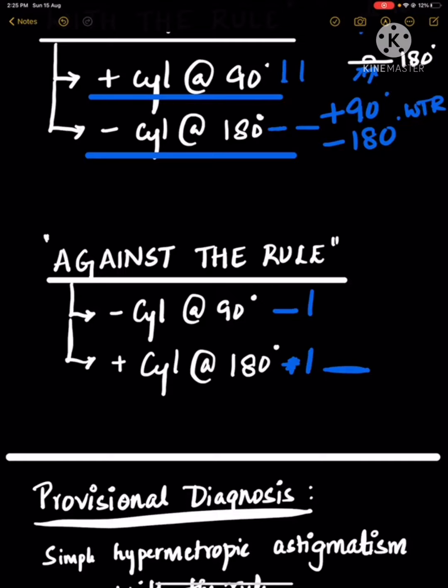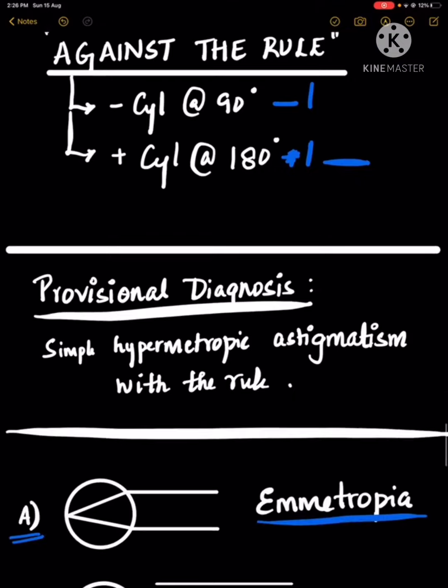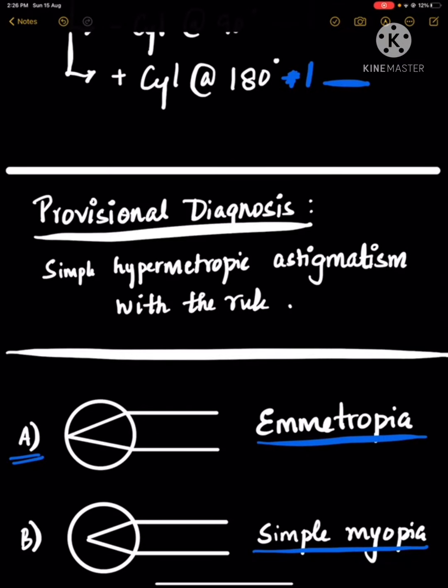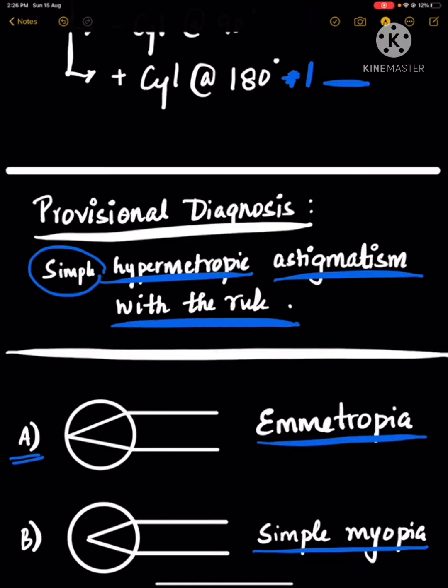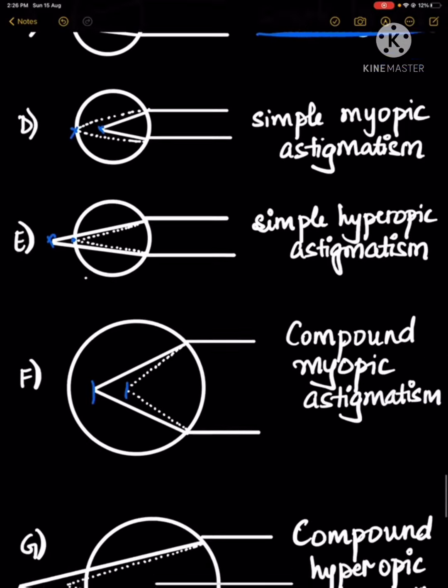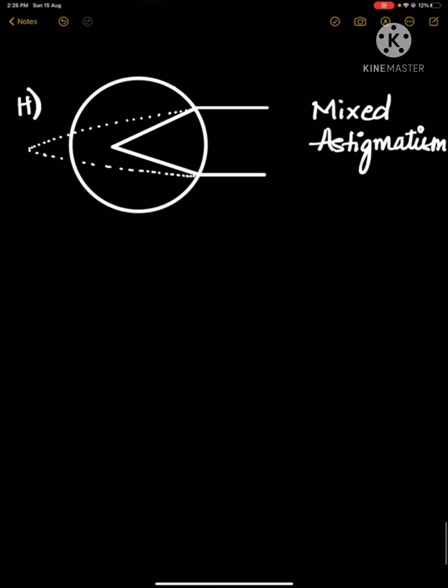Okay, we are done with everything. So the provisional diagnosis you will write as simple hypermetropic astigmatism with the rule or whatever. This is the complete diagnosis for a refraction case, and you know how to get the spherical equivalent as I explained. And transposition again is very easy. Sum, sign, axis. That's it. And I've explained this already. Yes, that's it. Thank you guys.